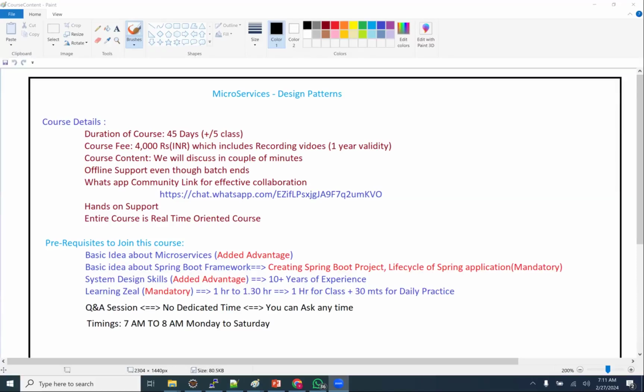So let me recap what we discussed in yesterday's class in 5 minutes. The course is microservices design patterns. This is a very, very important course. Why? When you go for an interview, design patterns is a common interview area where a lot of people lag. A lot of people are not able to convince the interviewer. This is the real situation.